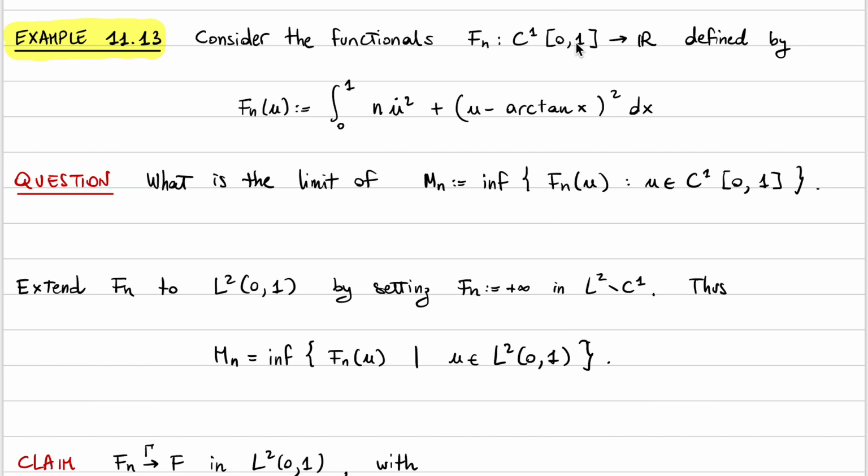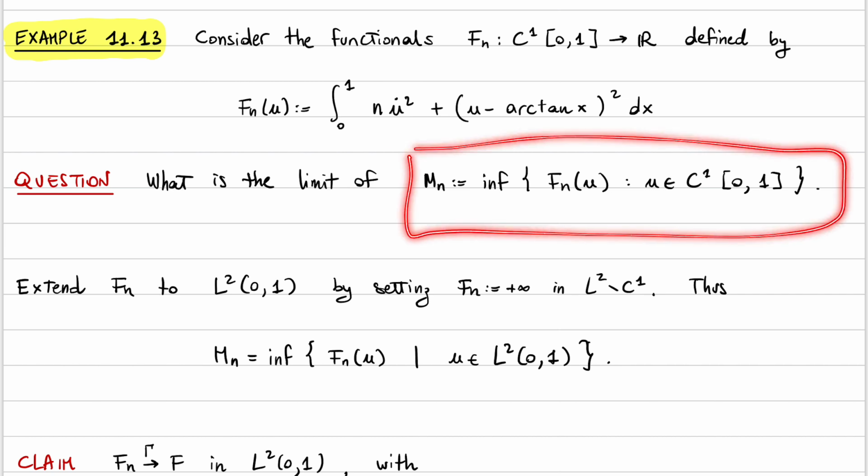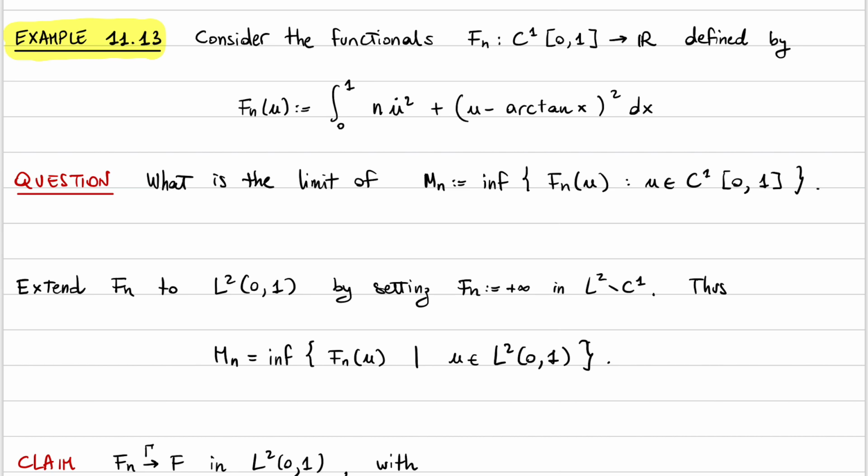Okay, so consider this function here. F_n of u is defined on C1 functions, and it is just the integral from 0 to 1 of n times u dot squared plus u minus the arctan of x all to the power of 2. So the question is, what is the limit of the infimum problems? So define M_n to be the infimum of F_n of u for u in C1 of [0,1]. And the question is, can we compute this limit?